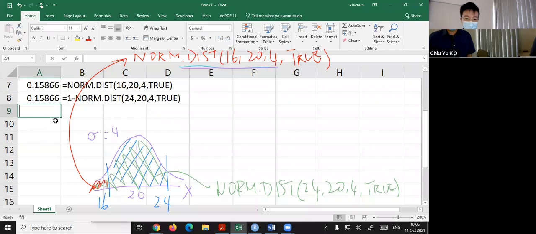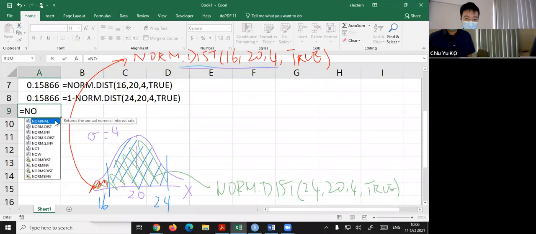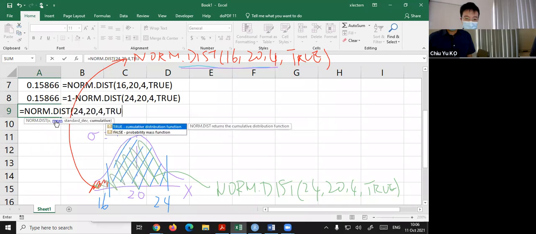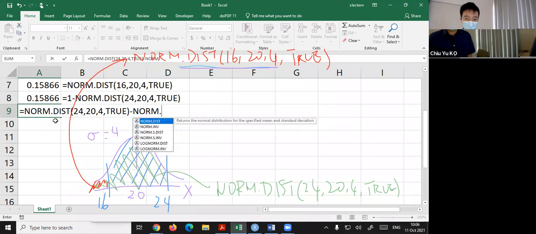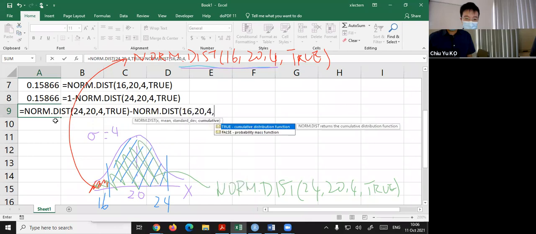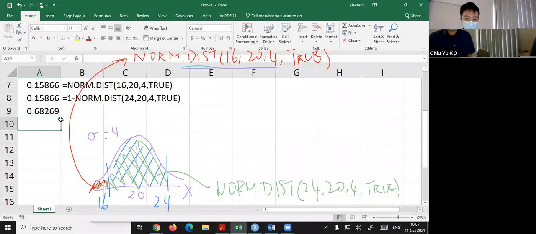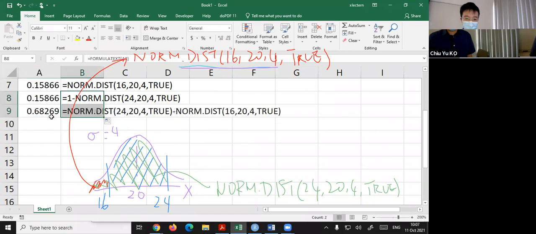So the norm with the green minus the red is the blue. So the green first, norm this, 24, 24 true, minus norm this 16, 24 true. That's how I get the answer of 0.68269, as you can see in the slides.